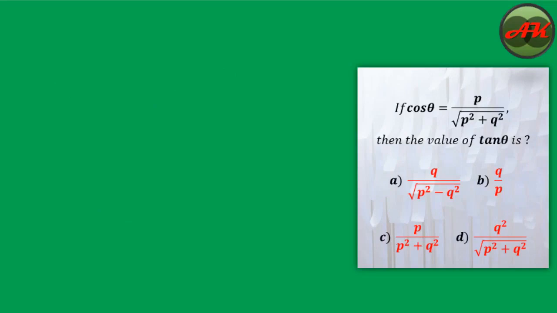So now the next problem: if cos theta is equal to P by root of P square plus Q square, then the value of tan theta is, okay. So generally we write cos theta is equal to base by hypotenuse. Here base is P, divided by hypotenuse, root of P square plus Q square.